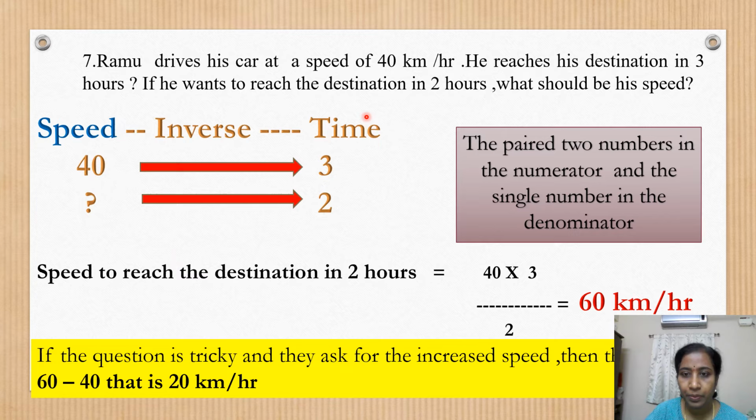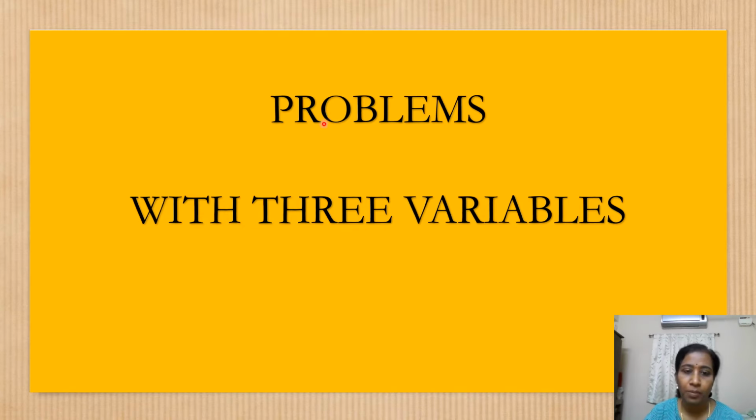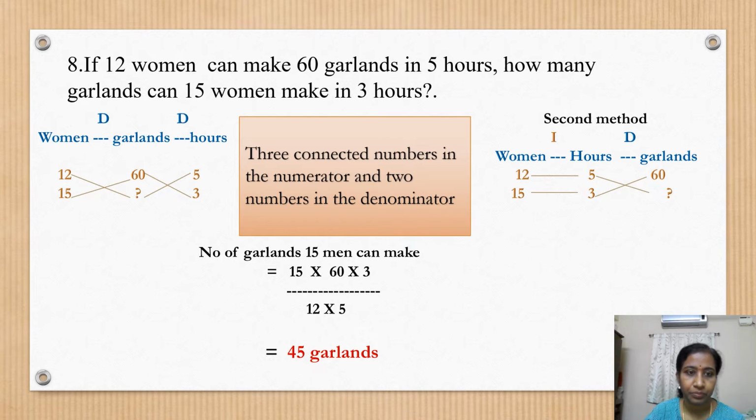So in a multiple choice question, 60 kilometers will be one of the answers and 20 kilometers per hour will also be one of the answers. The moment you compute and get 60 kilometers per hour, you will directly go to the answer and tick 60 kilometers per hour, which is not right. So once you get the answer, please look at the question once again and see if you are writing the correct answer.